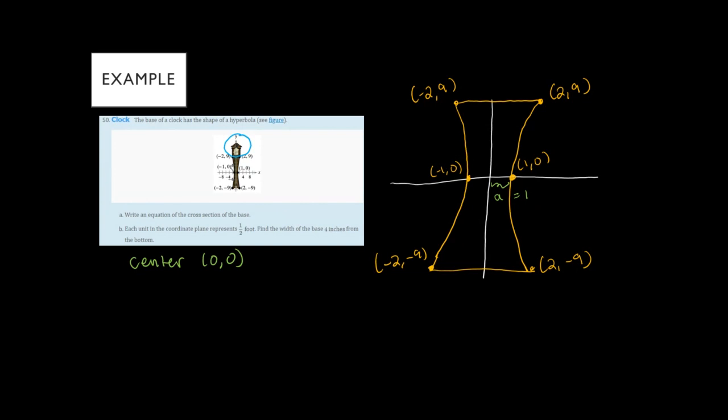And so this is going to be very similar to the example I did where we weren't given one of the foci and we had to plug in an ordered pair in order to get our equation. So we're going to have to do that same sort of thing.